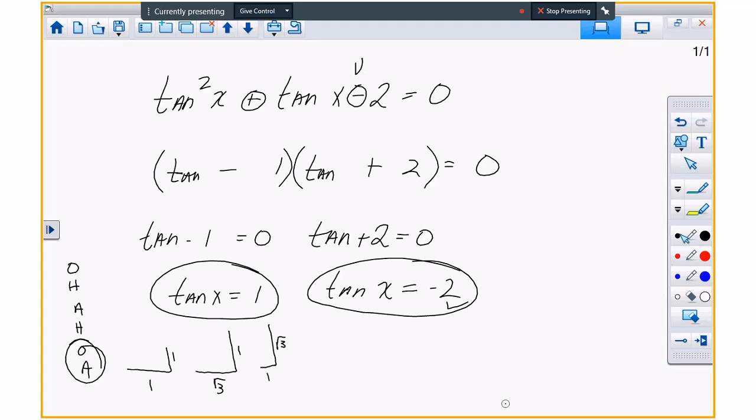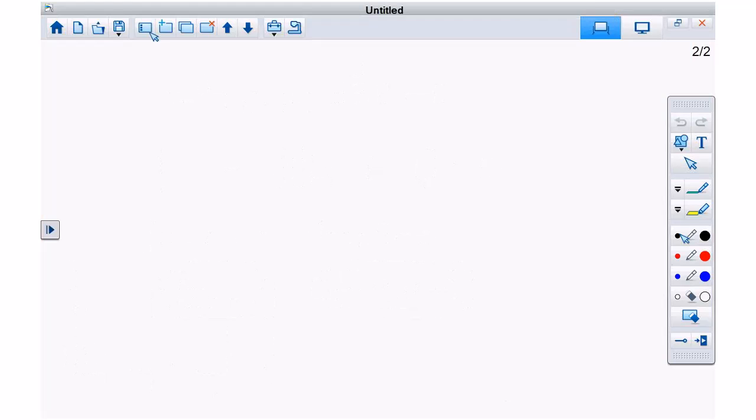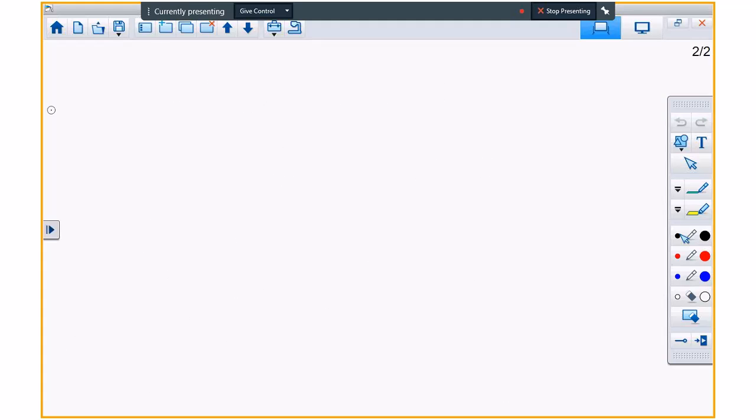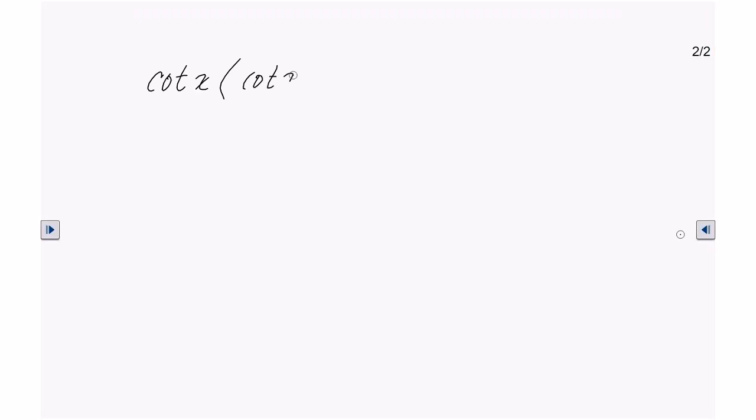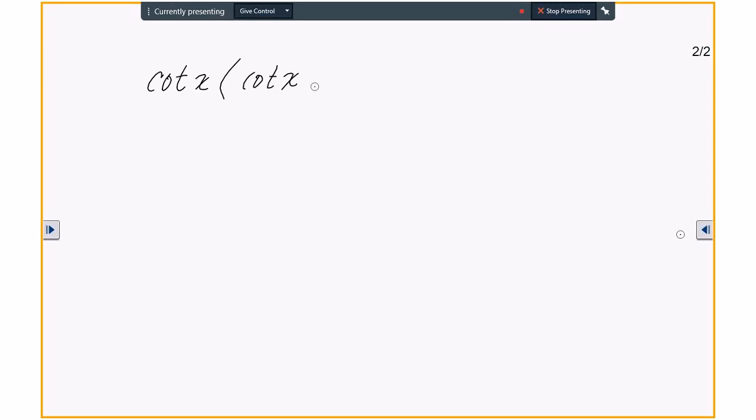All right, next problem. And we're going to do a few of these because 9.5 and 9.6 is going to make up probably 40% of your test. So how about the cotangent of x, parentheses, cotangent of x plus 3 is equal to 1. All right, give you a few minutes to work on that one.